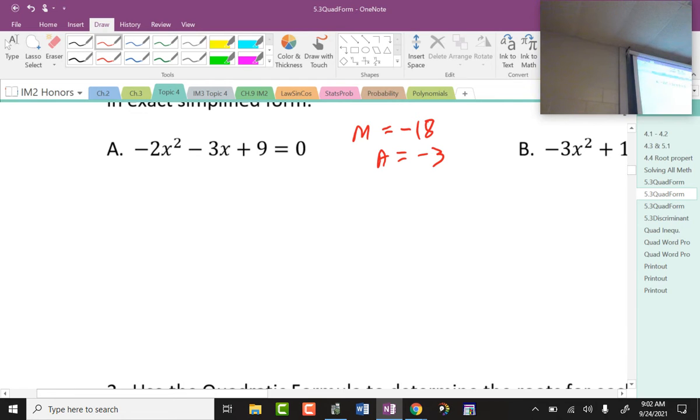Actually, we do. What are the two numbers? Someone raise their hand. Boom. You got to switch them, right? Because your sum is negative. So it's negative 6 and 3. So that means it's factorable, but I'm not going to factor.